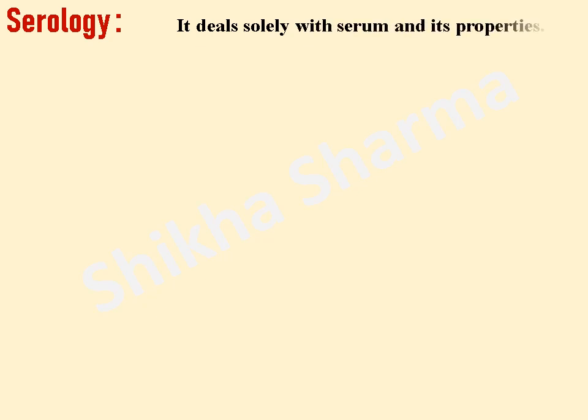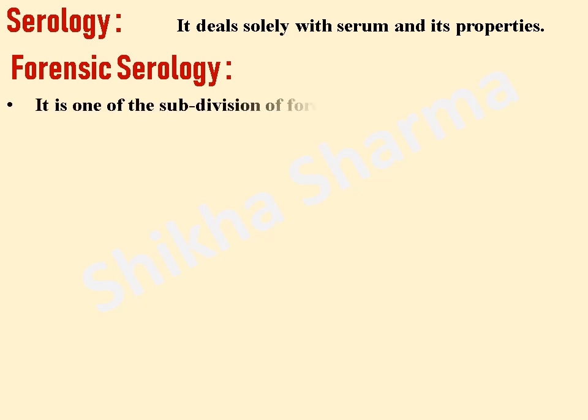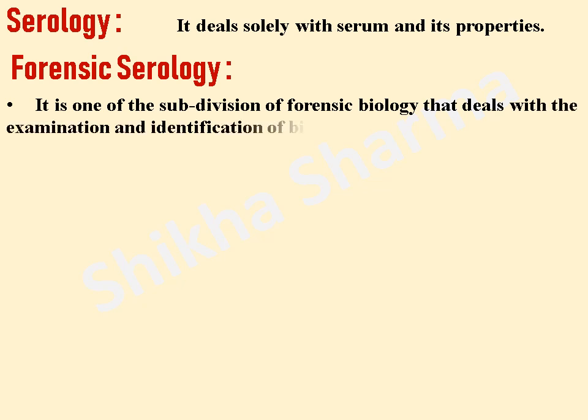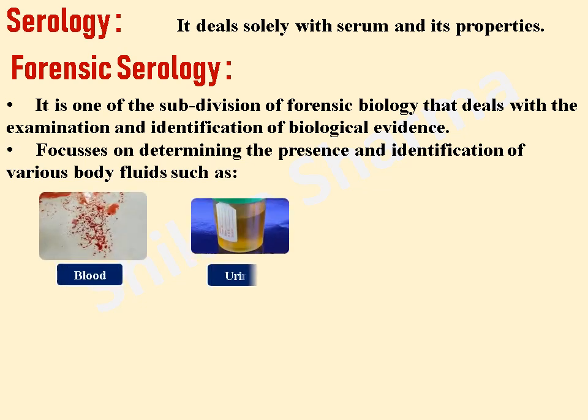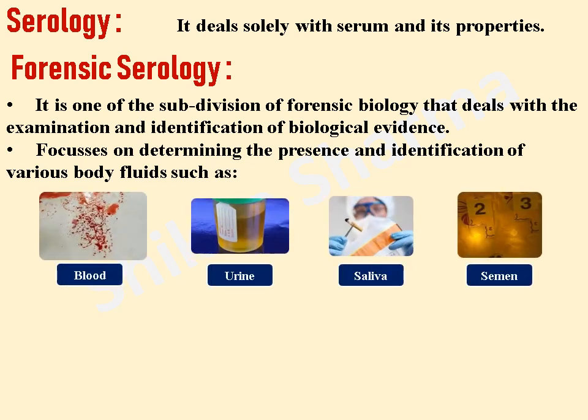With respect to the key terminology, we will first start with serology. Serology methods are relatively simple and straightforward, and deal solely with serum and its properties. And forensic serology is one of the subdivisions of forensic biology that deals with the identification and examination of biological evidences. In particular, it focuses on determining the presence and identification of various bodily fluids such as blood, urine, saliva, and semen in a questioned sample.